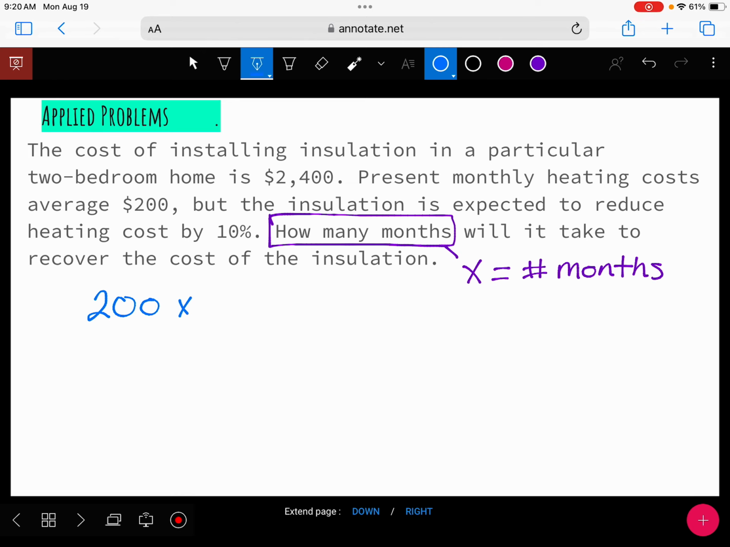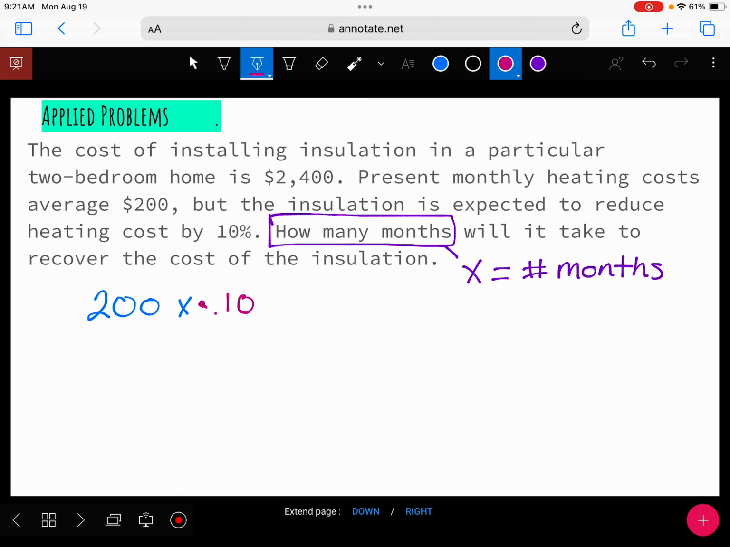How much specifically do we save each month with our new insulation? $20. How do we know that? 10% of the 200. So we're taking our 200 every month times that 10%, right? That is the amount we're saving.